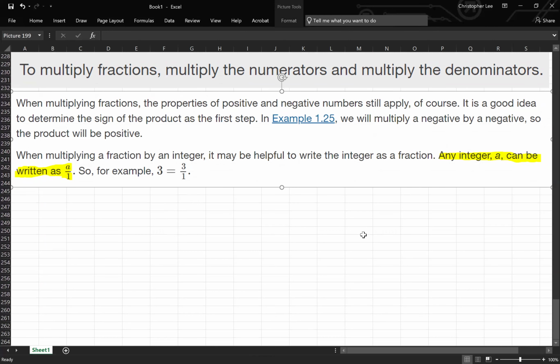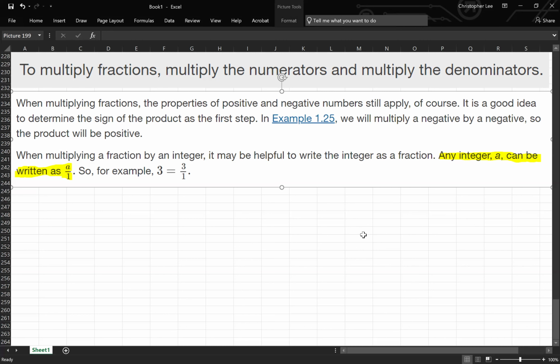So in multiplying fractions, the properties of positive and negative still apply. Of course, it is a good idea to determine the sign of the product as the first step. All right. So we will multiply a negative by a negative, so the product, right, will be positive.